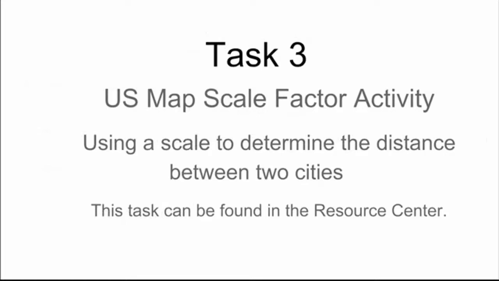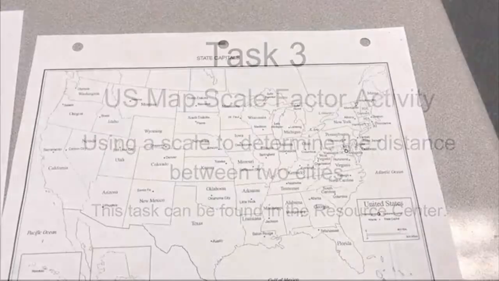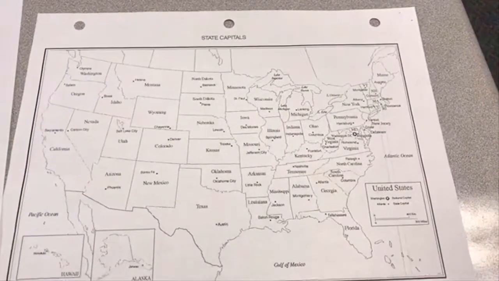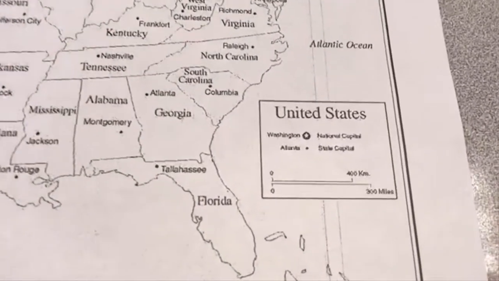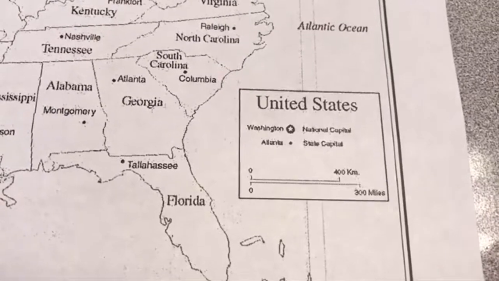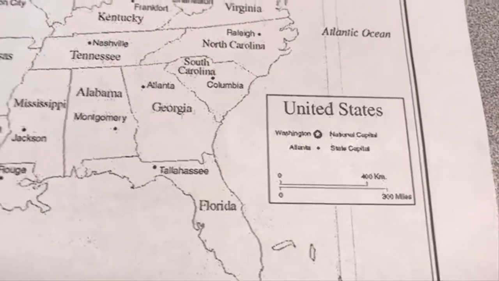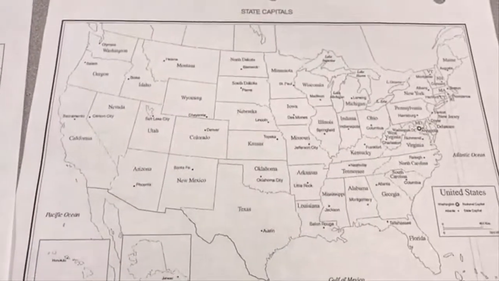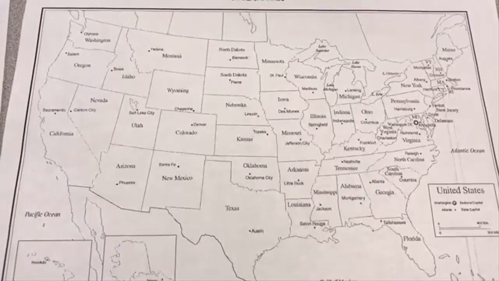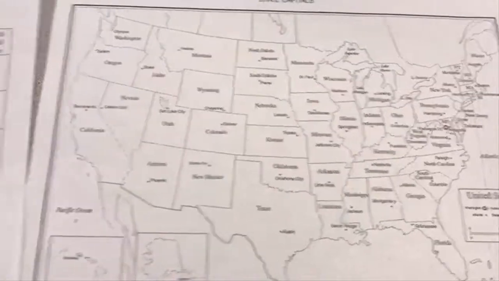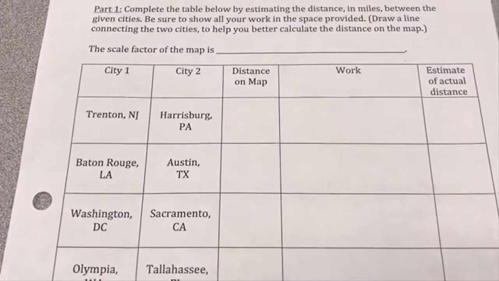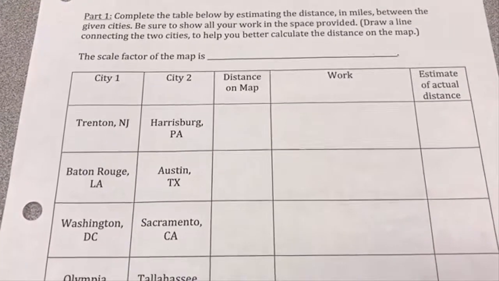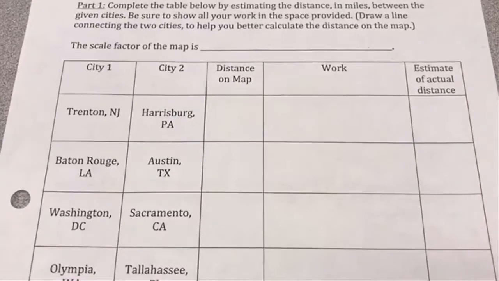For Task 3, students will use a map of the United States and proportions to determine the distance between two cities. For this task, students are given a map of the United States with state capitals listed. On the map, students are given a key, and the key shows that approximately 1 inch is equal to 300 miles. For this task, students are using various different capitals from various different states to determine the distance between those. And without using a ruler, they will estimate the distance on the map and use their scale factor and proportions to help determine an estimate of the actual distance.